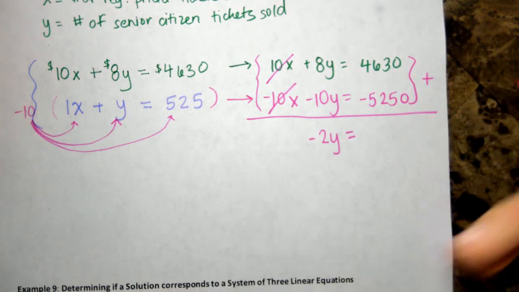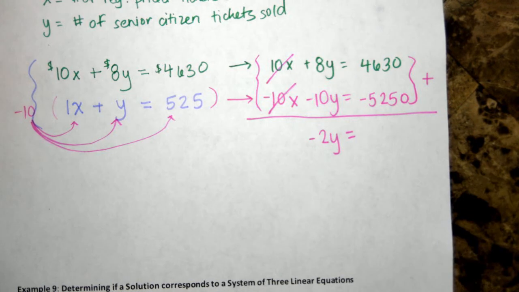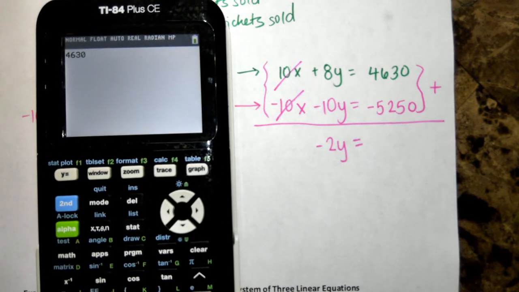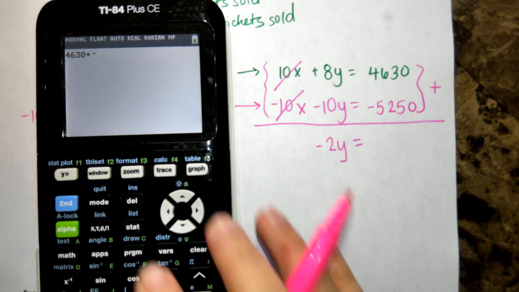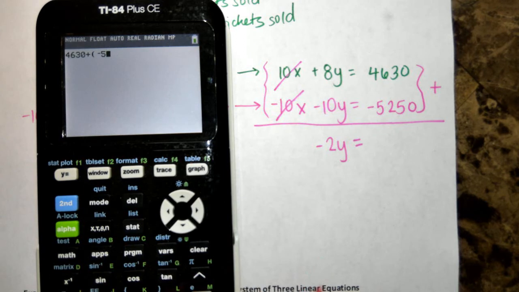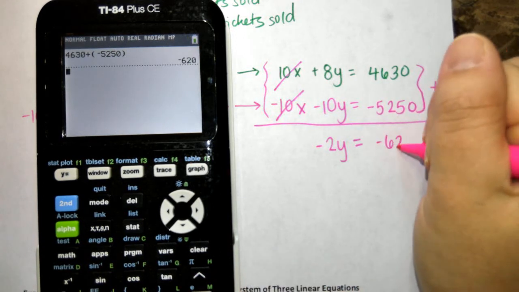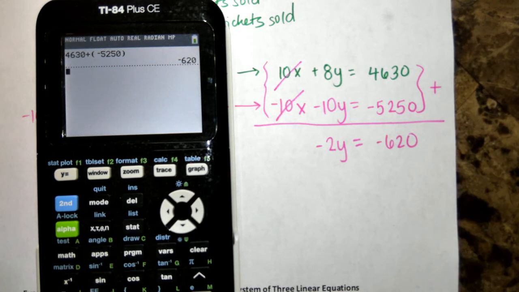4,630. I'm going to use my calculator for that. 4,630 plus negative 5,250, and that is negative 620. Okay. And then I'm just going to solve for y.